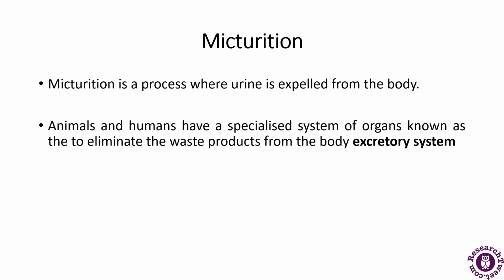There are animals and humans which have a specialized system of organs, known as the excretory system, to eliminate the waste products from the body. So in other words, the process of expelling urine from the body is called micturition. Now, the human excretory system consists of a pair of kidneys and ureters, a urinary bladder and urethra. The kidneys play a major role in the process of urine formation and its excretion. The urine is stored in the urinary bladder.